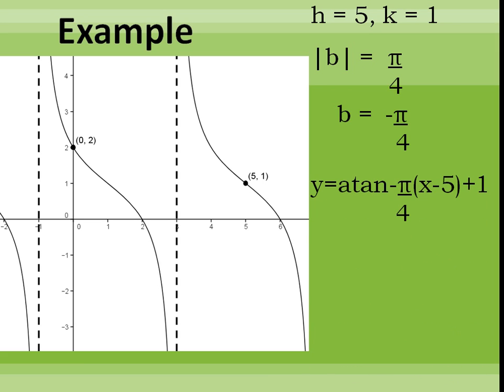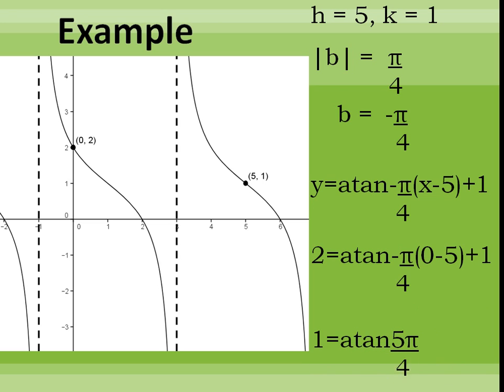So this is what my function looks like. I also know a point. I know the point 0, 2. So I can make that substitution. And now we just clean this up a little bit. So we're going to put that 1 on the other side. So this plus 1 now becomes minus 1. So we get 2 minus 1, which is 1. We get negative 5 times negative pi over 4, which becomes 5 pi over 4.